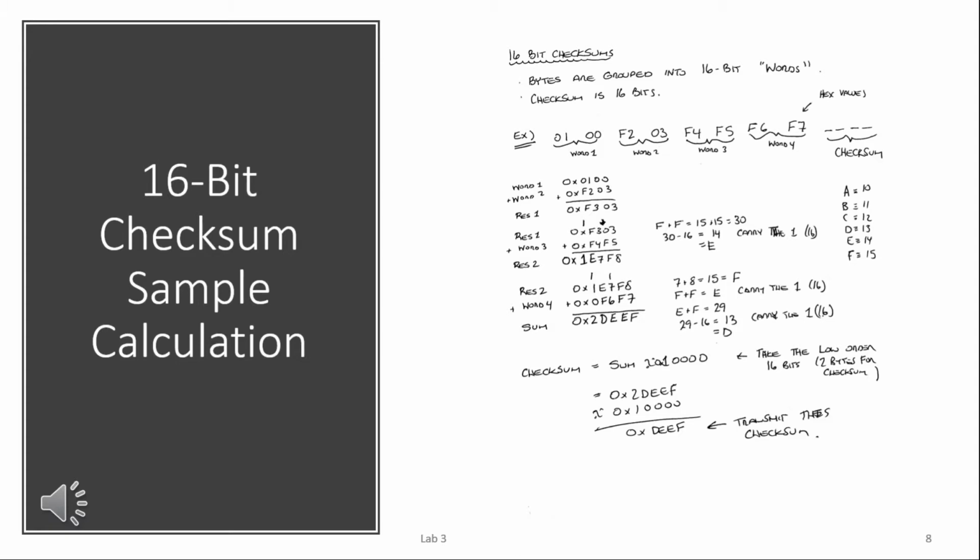Now that's bigger than what you can represent, so you take that sum, mod 1 with 4 zeros, and that gives you the low order bits. And that's what gets transmitted. DEEF is the transmitted checksum.